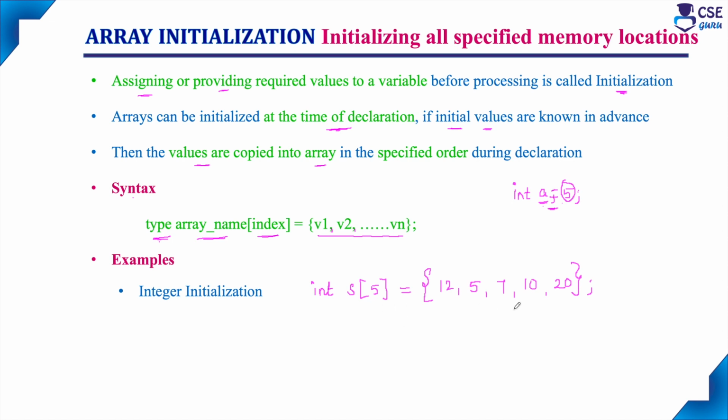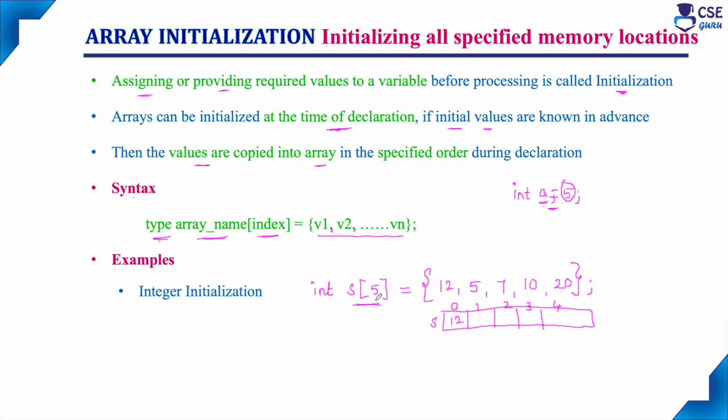Okay. So if you are giving like this, totally 5 memory locations will be allocated. And this index value is 0. Next index is 1, 2, 3, and 4. And the array name is S, and S of 0, value 12 will be assigned. So here, total size we have specified. S is the array name and 5 is the total elements in the array. So this is the array index value.